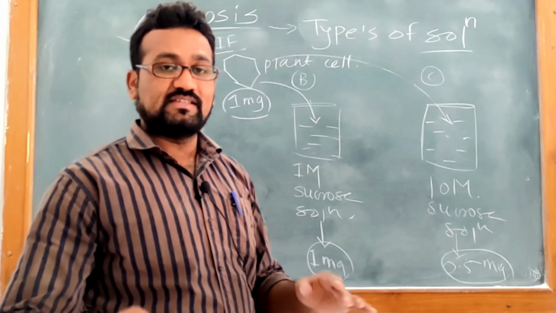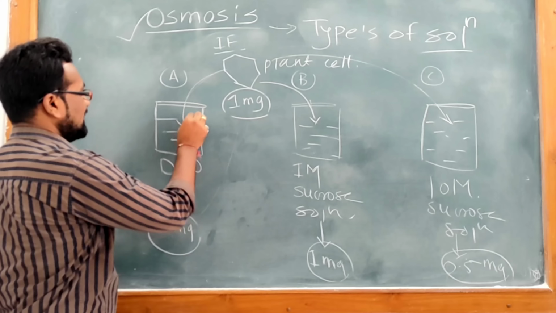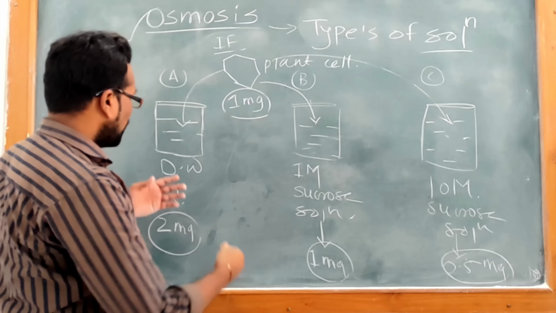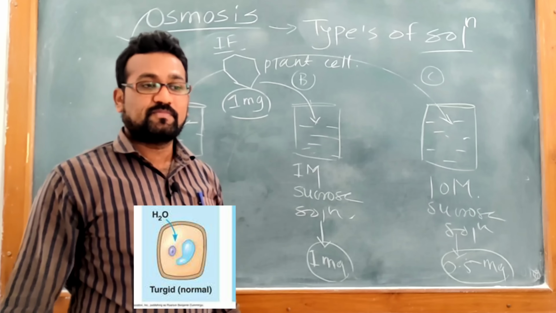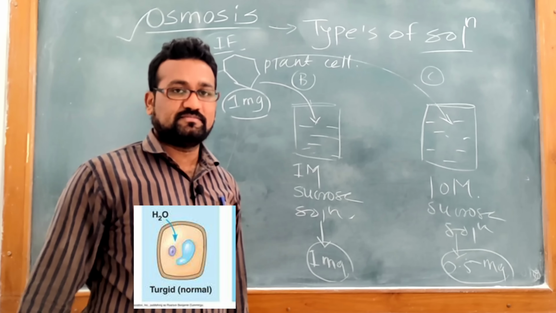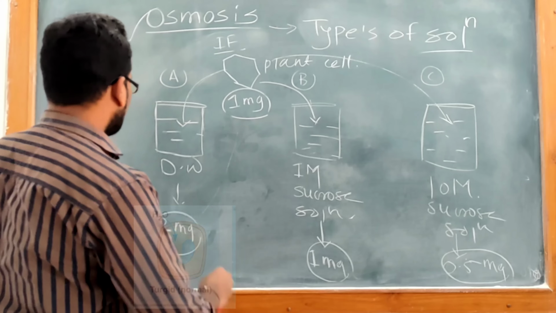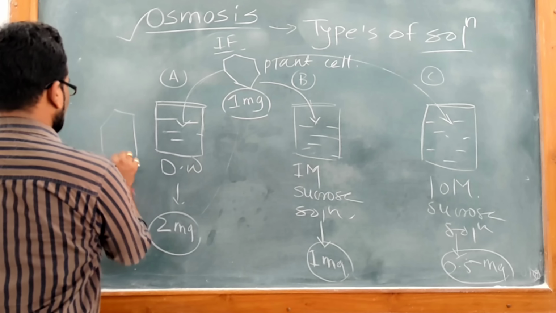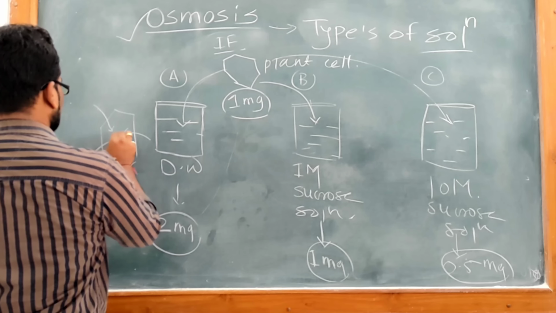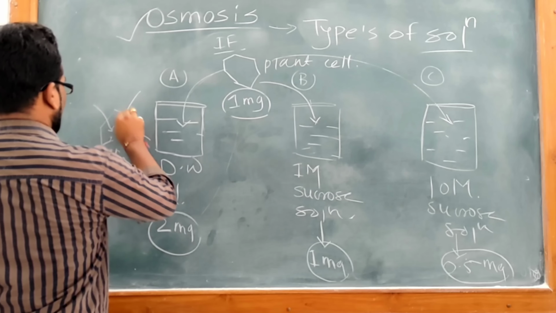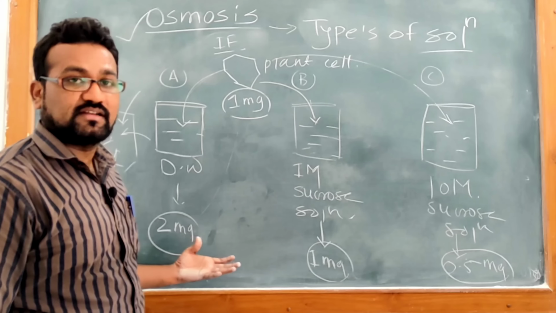So what happened here is that when you place the cell in this beaker, whatever water was present around the cell enters inside the cell. So water from outside is migrating towards the inside. So the water is entering inside the cell, which is causing the weight of the cell to increase.